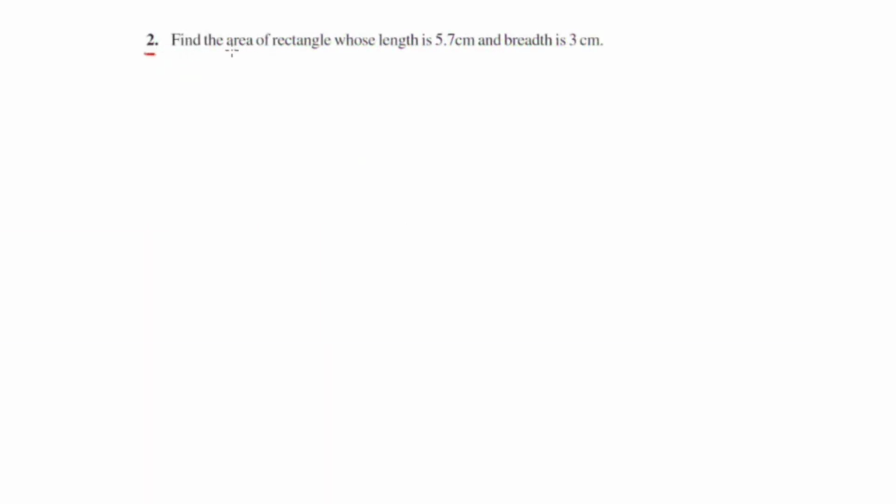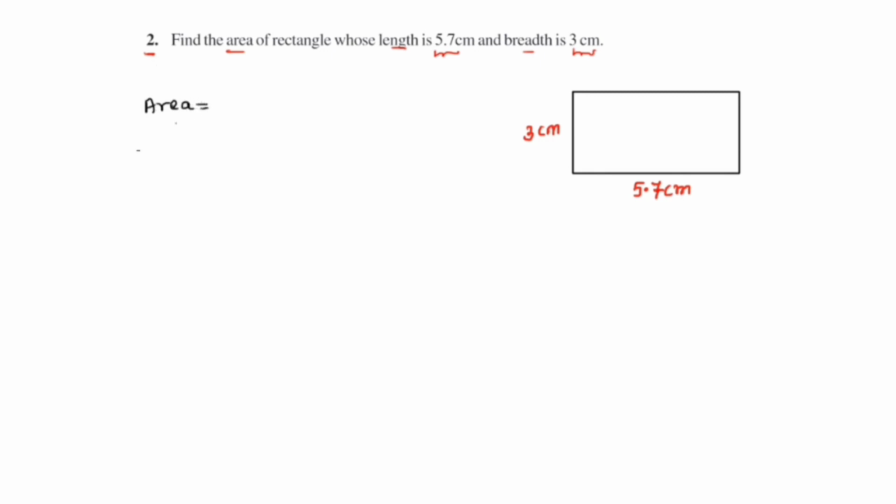Question number 2 says that we have to find the area of a rectangle whose length is given as 5.7 centimeter and breadth is given as 3 centimeter. So if you assume a virtual figure, the rectangle looks like this, where length and breadth are given. As we know, the area of a rectangle is found by the formula product of its length and breadth, where we have both the values as 5.7 centimeter and 3 centimeter. So area is the product of length and breadth.